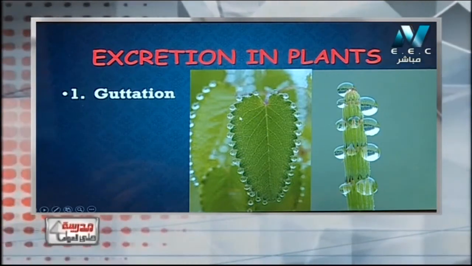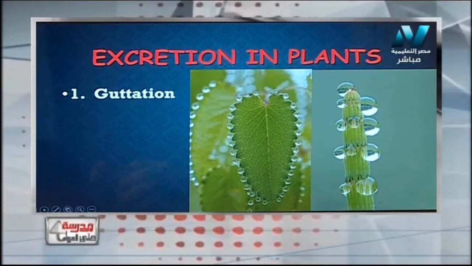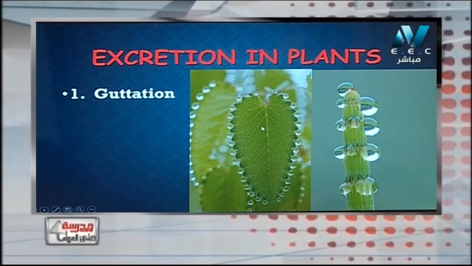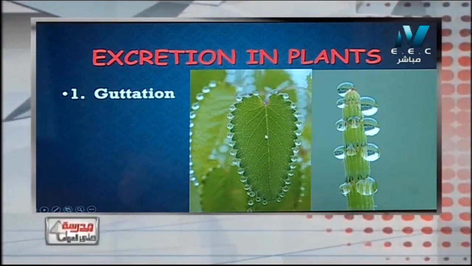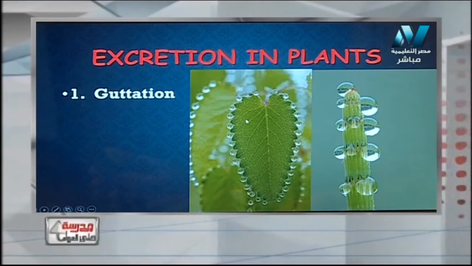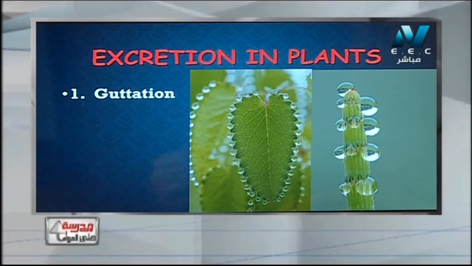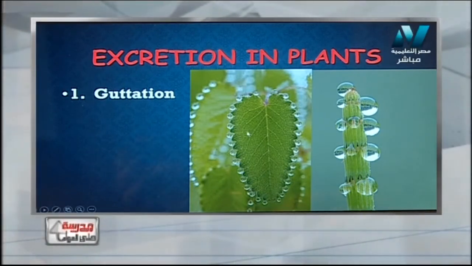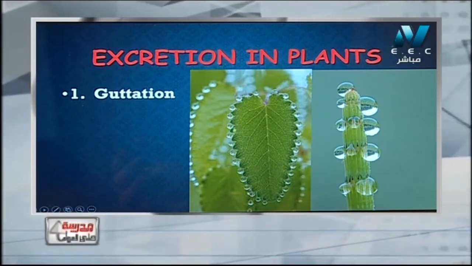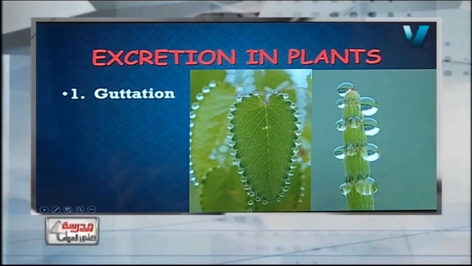So in the early morning in the spring, we can notice drops of water present at the edges of the leaves of some plants, and this is due to the high rate of absorption of water from the soil and low rate of transpiration. So the transpiration doesn't help in getting rid of all the excess amount of water, so some of this water must come out of the plant, and here, as you see, it is at the edges of these leaves.